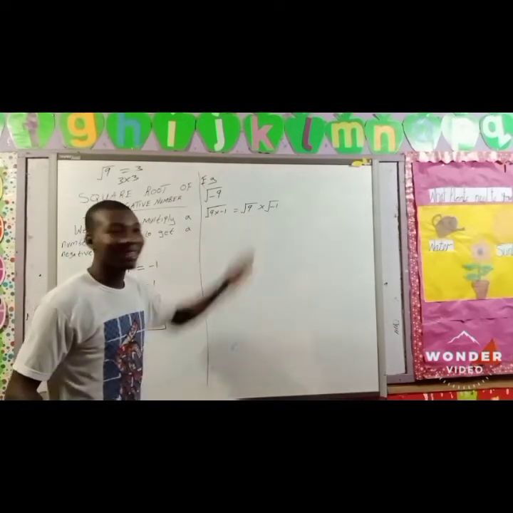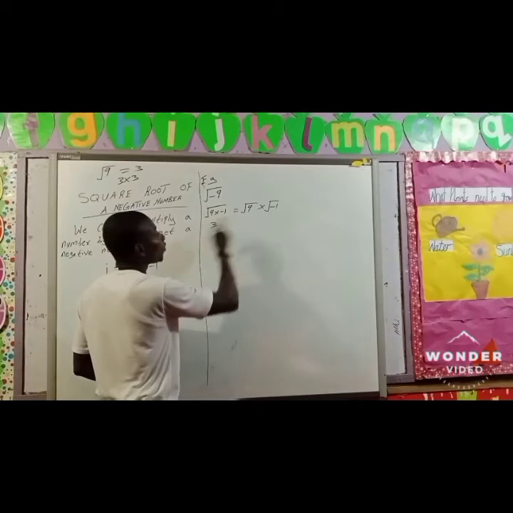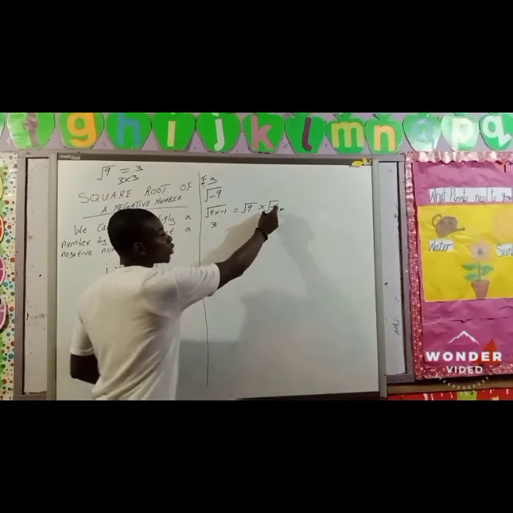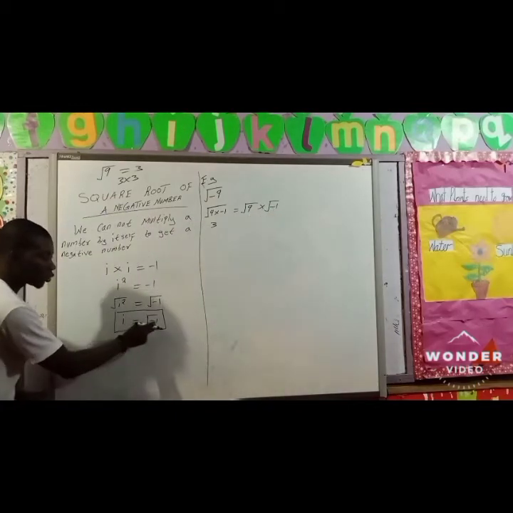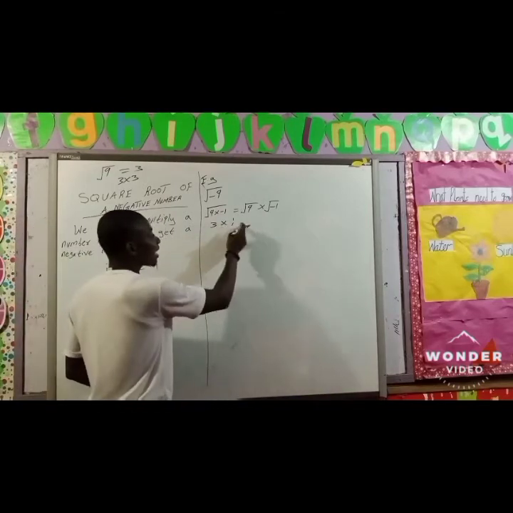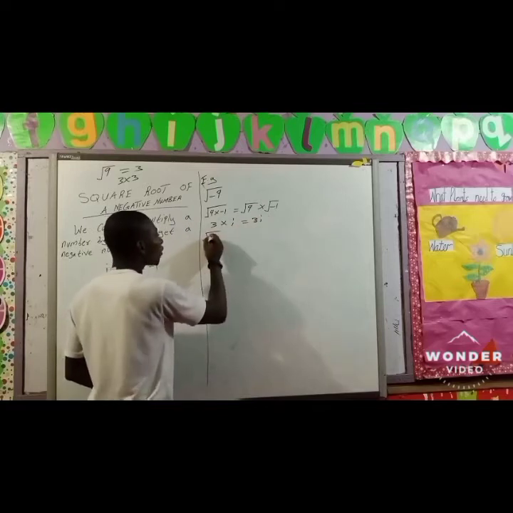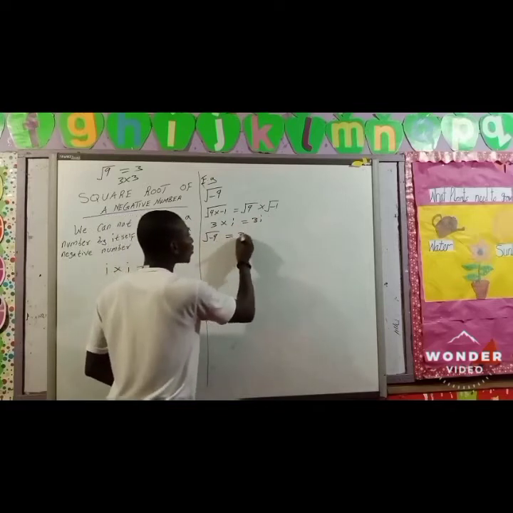So this can also be written like this. Now, what is the square root of 9? The square root of 9 is 3. What is the square root of minus 1? Don't forget, the square root of minus 1 is i. So 3 times i will now give us 3i. That shows that the square root of minus 9 is equal to 3i.